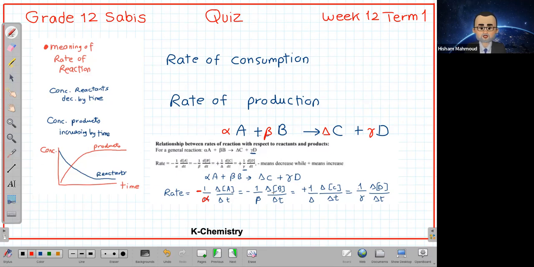If you are talking about B, it will be the same thing, also negative, with 1 over beta. While if you are talking about the products, it will be the concentration of C or D, and each of them will be positive, because you don't need to negate it. And this is 1 over the number of moles of C, which is delta here, and D is gamma.